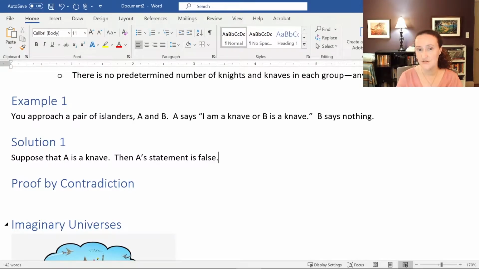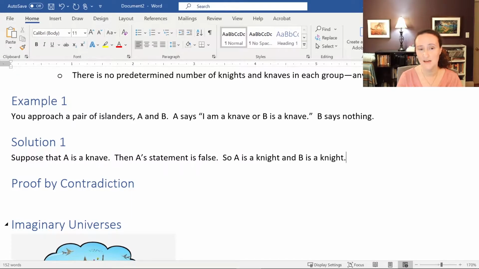Form the logical negation of A's statement. If A is lying, then A is saying an or statement, so both parts have to be false. The negation of an or statement is an and statement, where both parts are negated. So that would mean that A is a knight and B is a knight. So they would have to be the opposite of what A is saying.